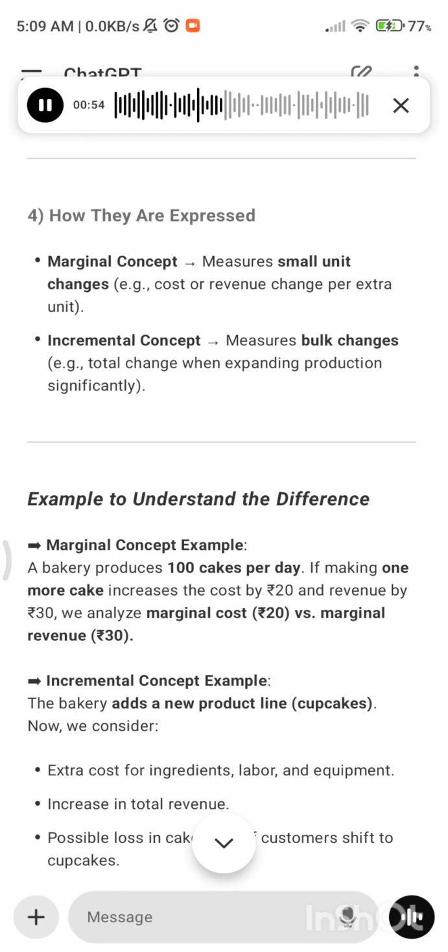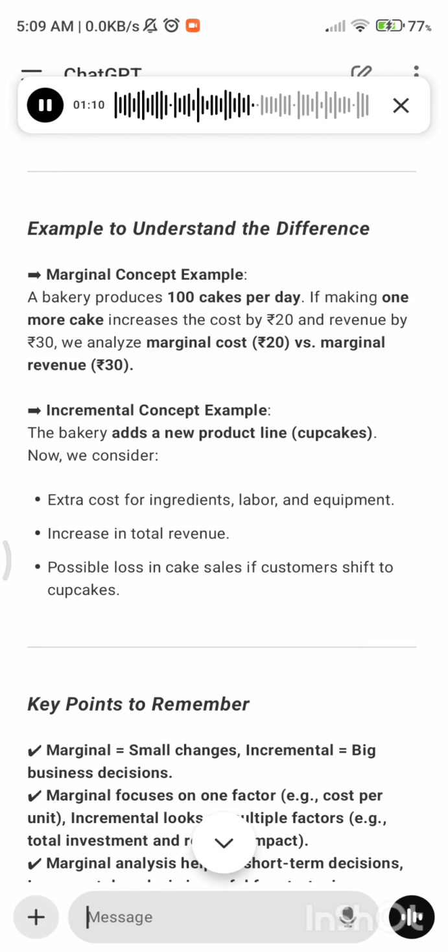4. How they are expressed. Marginal concept measures small unit changes, e.g., cost or revenue change per extra unit. Incremental concept measures bulk changes, e.g., total change when expanding production significantly. Example to understand the difference.